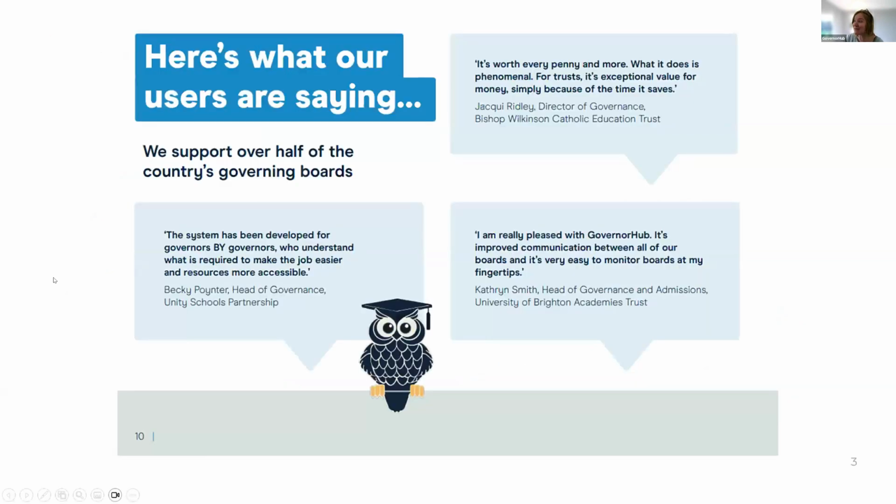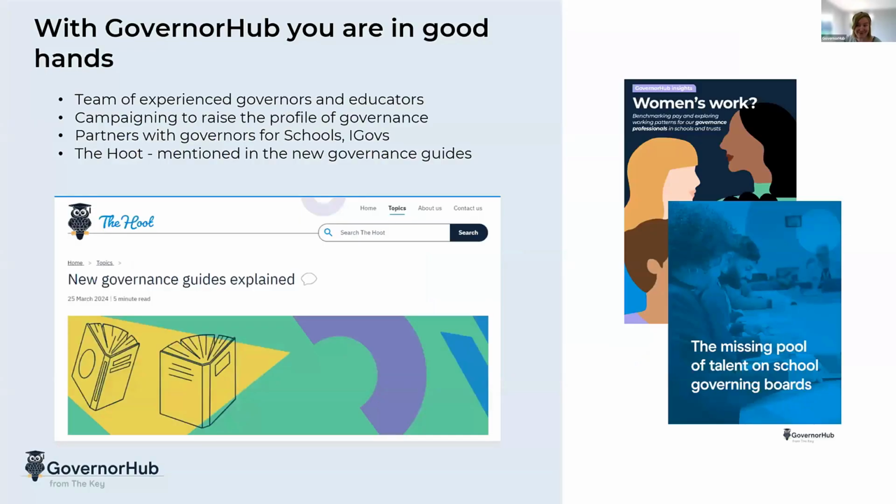So here are some things that our users have said about us that we're really humbled by. We get a lot of positive feedback from our customers, and you'll see from the quotes that I've posted there. Jackie from Bishop Wilkinson says that it's worth every penny and more. It saves money, but importantly it also saves time. It's also a system that's been developed for governors by governors. The team at GovernorHub, we're all governors. Most of us have a background in education as teachers and SENCOs and school leaders. So we are very much an experienced team behind the product, and as you can see, with GovernorHub you are in good hands.